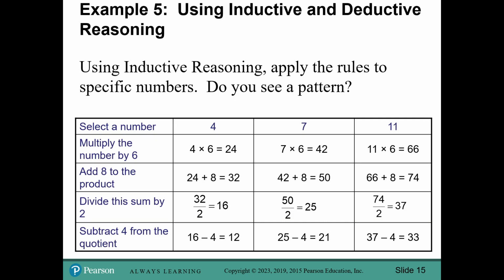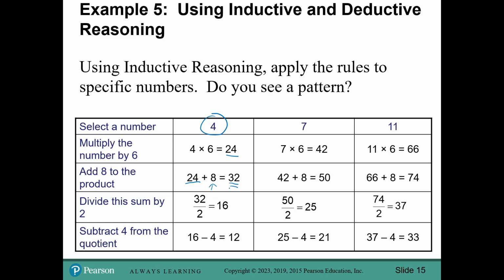Let's use inductive and deductive reasoning. Using inductive reasoning, apply the rules to specific numbers. Do you see a pattern? Alright, select a number. We'll look at the first column here. We will select this 4. We will multiply the number by 6. In doing so, we get 24. We will then add 8 to that product. So to that 24 we just had, we are going to add 8. That's why we get 32.